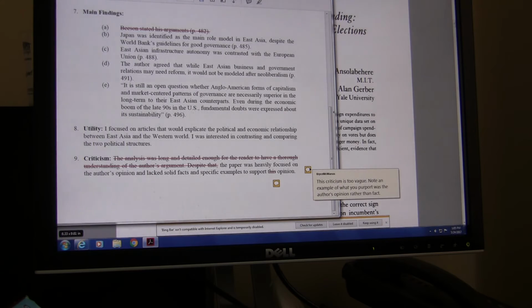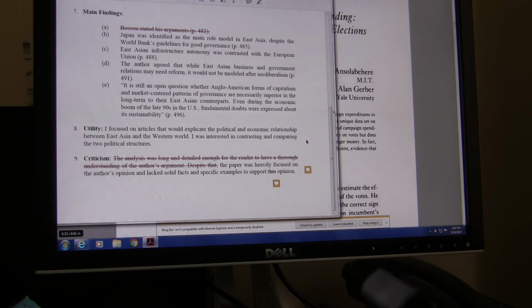So this one says, this criticism is too vague. Note an example of what you purport was the author's opinion rather than fact. That's the kind of comment you're going to get. And sometimes we'll rewrite sections for you. You'll notice in the samples I've provided you, a lot of the sections are actually rewritten end to end. And that's the feedback I keep talking about. In this class, that's where the rubber meets the road. That's where you can make some strides in terms of improving your writing.